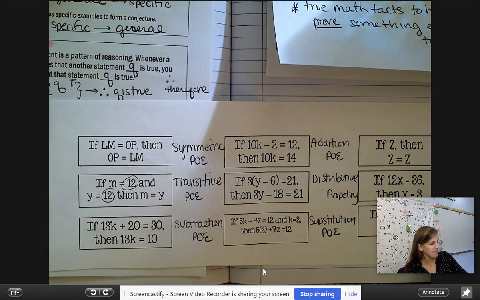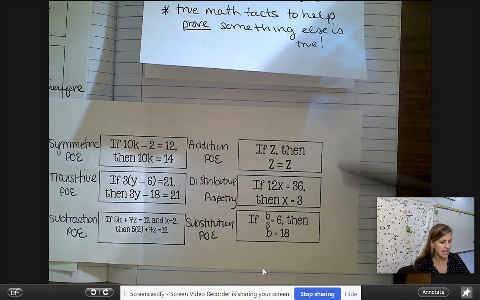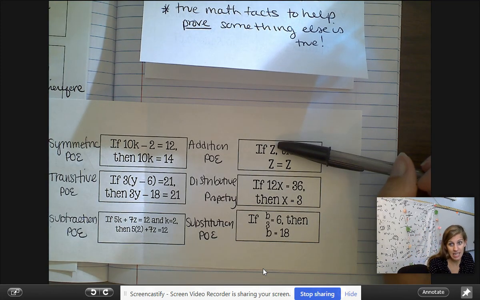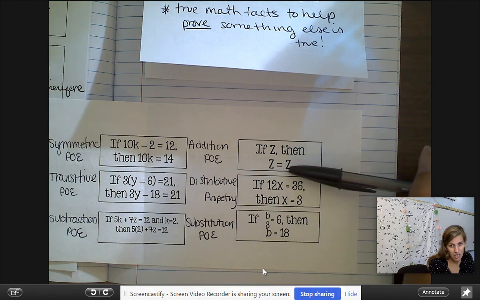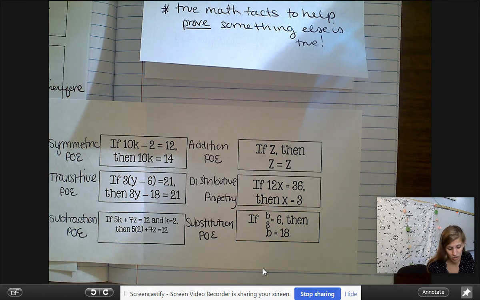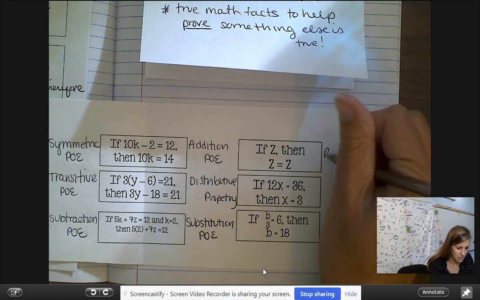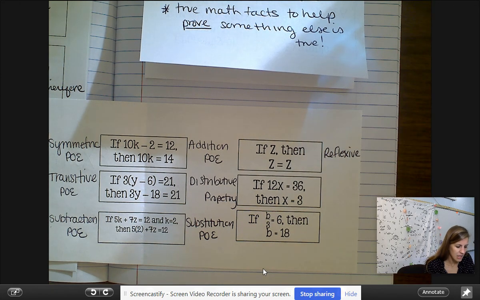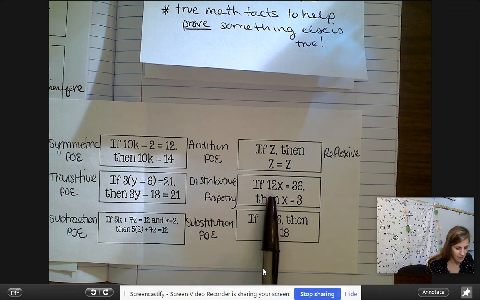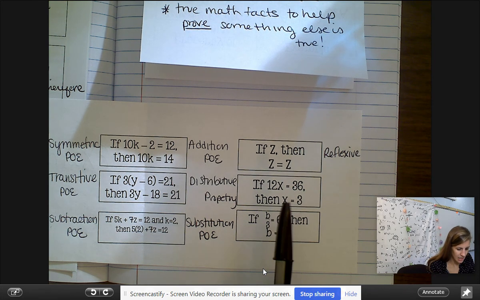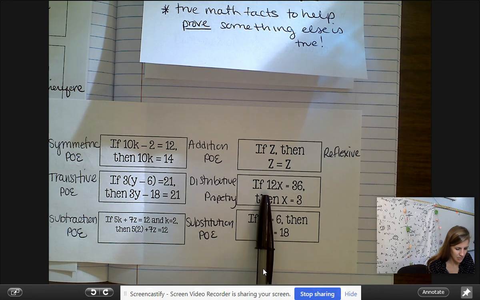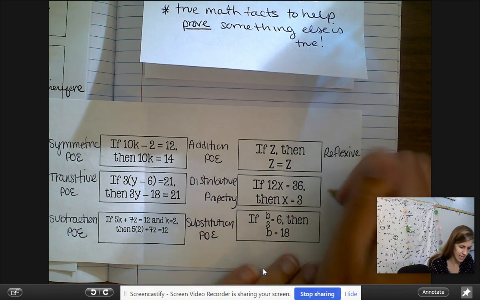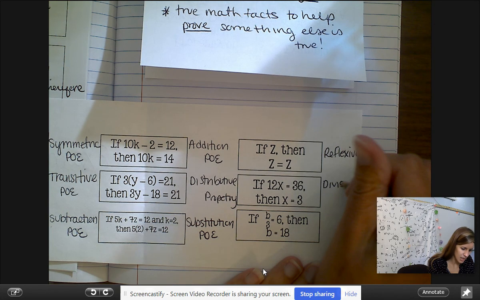Yeah. And then next up here, if we have a point z, then that location is the same location. So it's kind of strange to say, is that weird one. That is the reflexive property. Okay, if 12x equals 36, then x is 3. Well, yeah, that's true. And that's, I think, because we divided 12 on both sides so we could get x alone. So division property of equality.